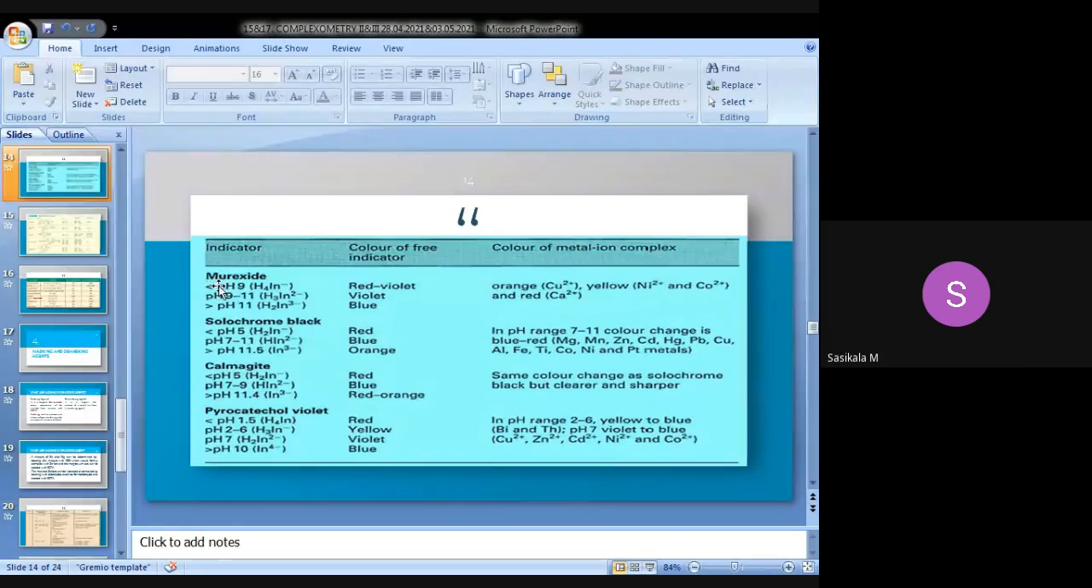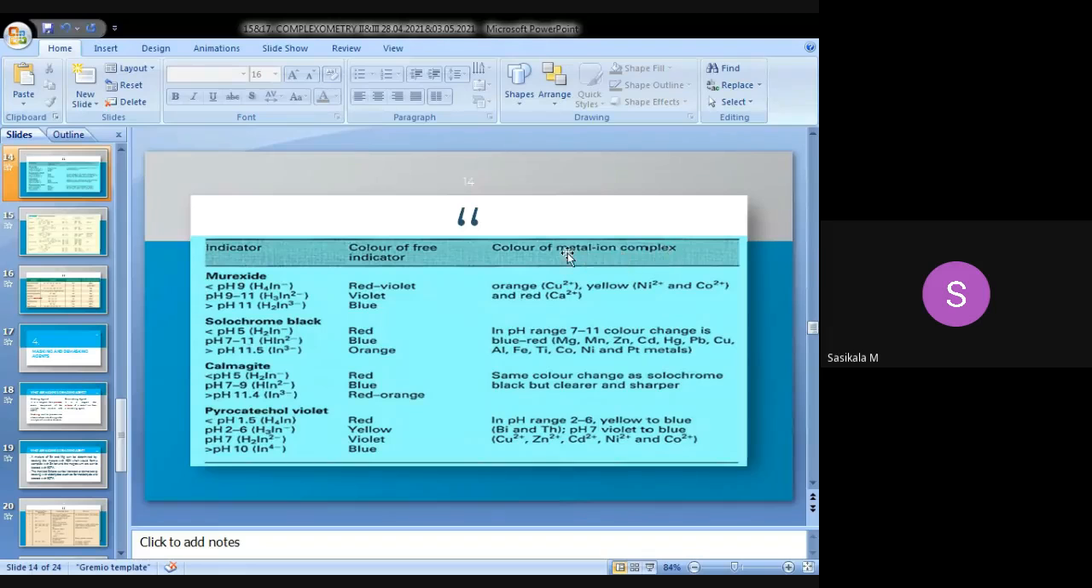Murexide exists with different colors at particular pH values. Below pH 9, it exists as a red-violet complex, meaning a red and violet colored dye. From pH 9 to 11, it shows violet color. And above pH 11 it shows blue color. So this is the color of the free indicator for each type, and when it binds with the metal ion, it gives a different color, which is represented here in the table.